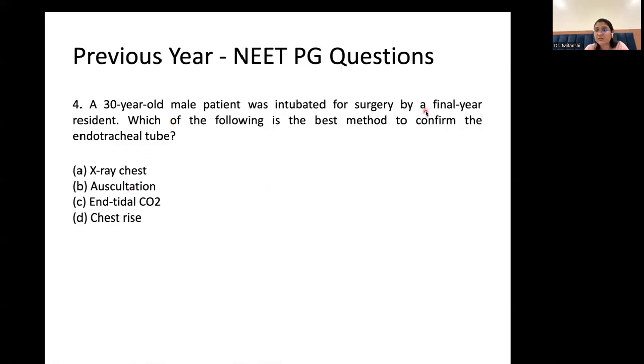A 30-year-old male patient was intubated for surgery by a final year resident. Which of the following is the best method to confirm the endotracheal tube? That is EtCO2. It is the gold standard monitor for endotracheal intubation.